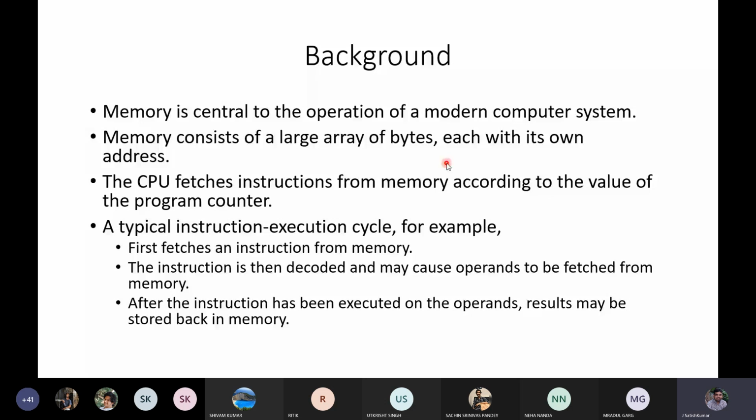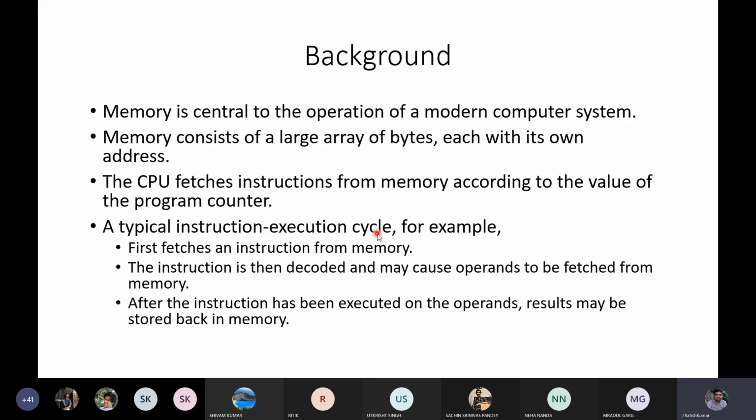So memory is central to the operation of modern computer systems that we know. Memory consists of large arrays of bytes, and each memory location has its own address. That we also studied as a part of data structures, and in arrays. Memory is nothing but a storage space in terms of a large array of bytes with its own address. The CPU fetches instructions from memory according to the value of the program counter.